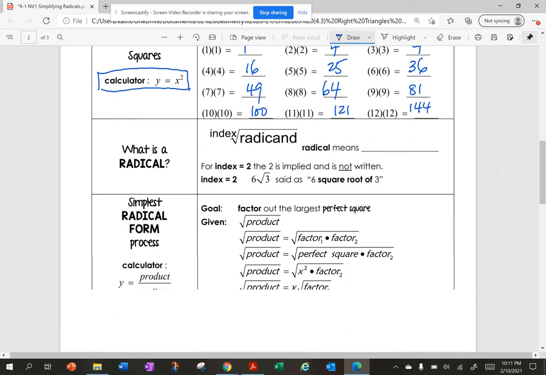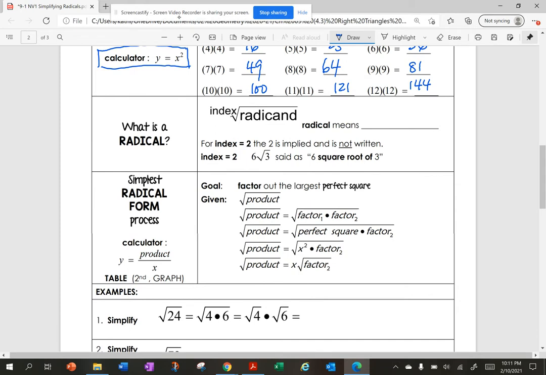Okay, so what is a radical? A radical is the actual symbol here. So this is the symbol called a radical. The index is here. When I have no number, the index is 2. So radical means root of.